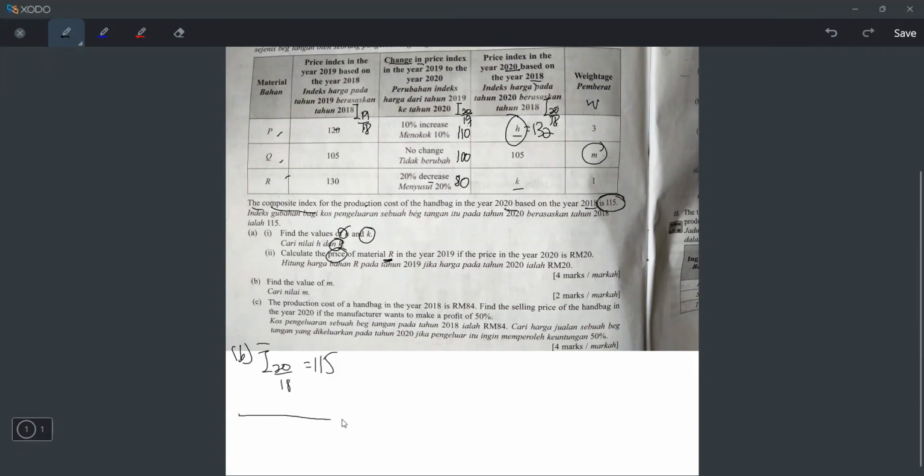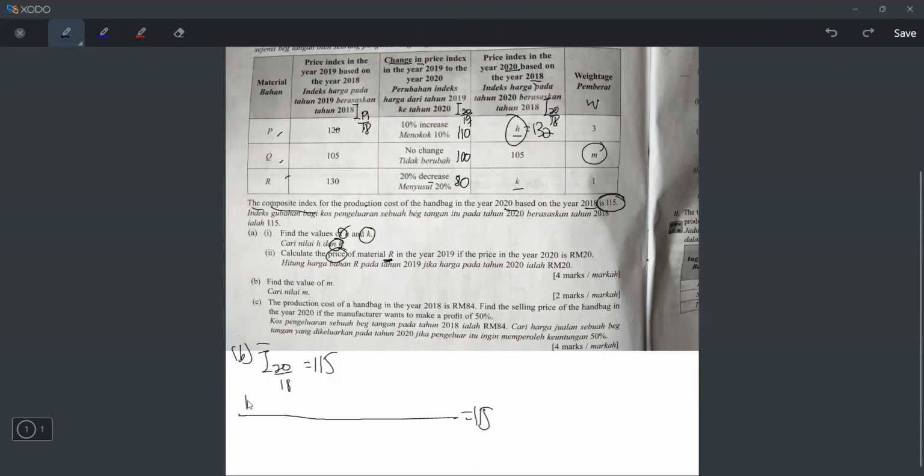So how to do? I draw a line: I dash equals 115. Okay, the formula will be sum of I times W divided by sum of W. But can you tell me, for the I, which one do I put in? The first one, the 20 or the second 18 one, or the third one? Third one. Why? Because this is I dash for 2018, and the I you must also match. The year has to match.